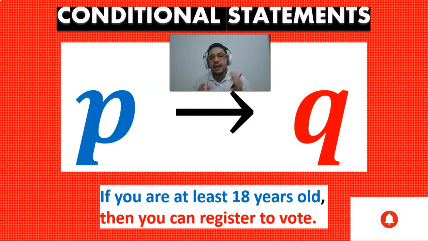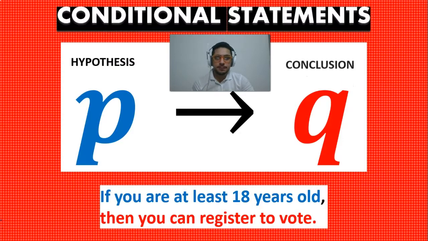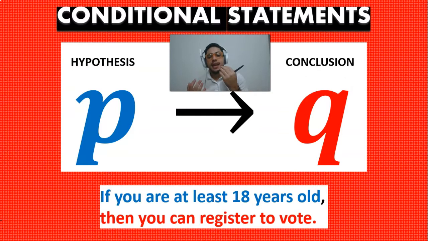This statement: if you are at least 18 years old, then you can register to vote. Whatever we have after "if," you are 18 years old, that is going to be our hypothesis, right? And then "you can register to vote" is going to be our conclusion, right? So we have "you are at least 18 years old," then the arrow if we want to write it down in the notation, and then registering to vote as the conclusion. Now we're going to take a look at how to evaluate different conditional statements that have this form.